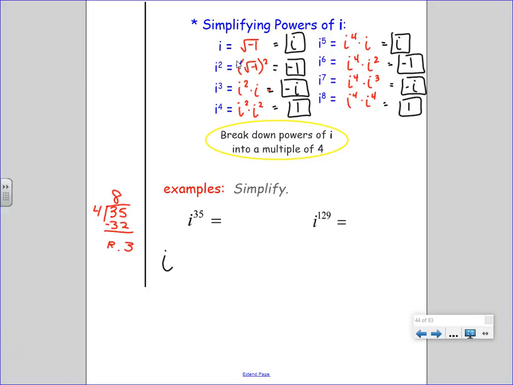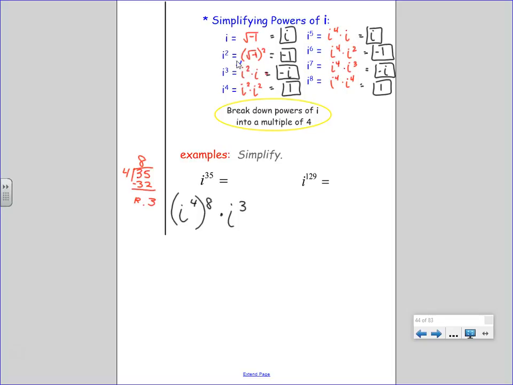Okay, wait. How many i to the 4ths are there? 8. There are 32 i's right there, right? Power to a power you multiply. So I have 8 different i to the 4ths. So I have 32 i's, and how many i's are left? 3. i cubed. What can you do with any i to the 4th? It's 1. And 1 to any power is still 1.